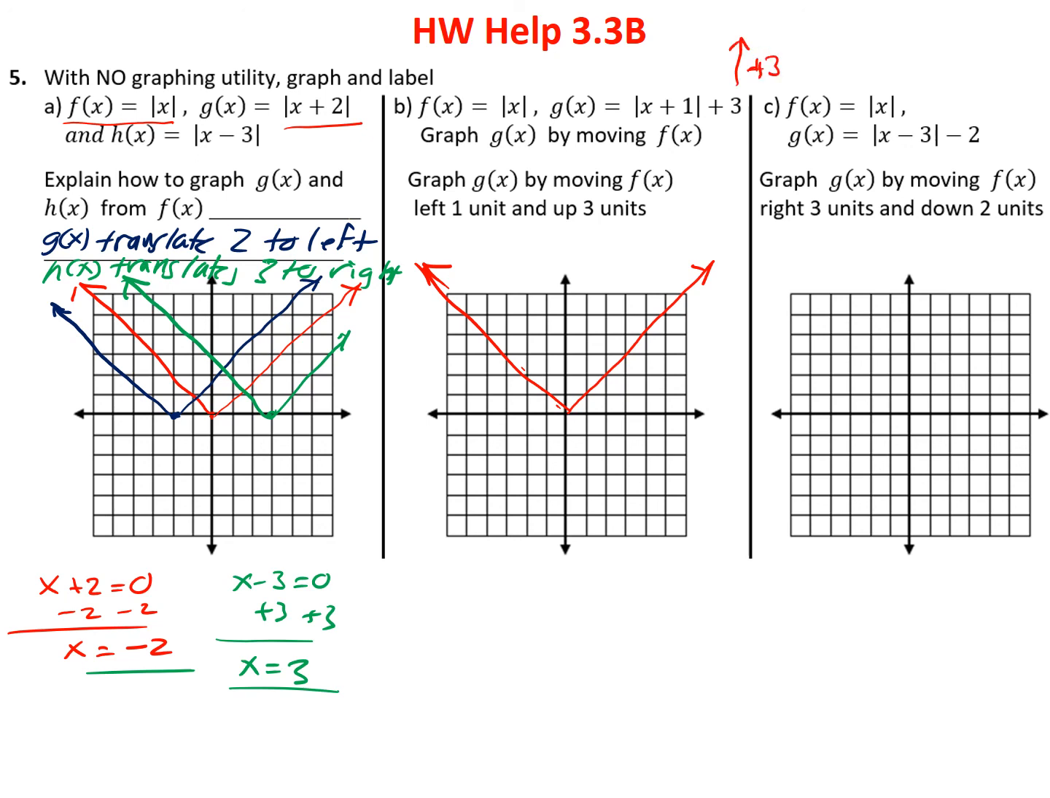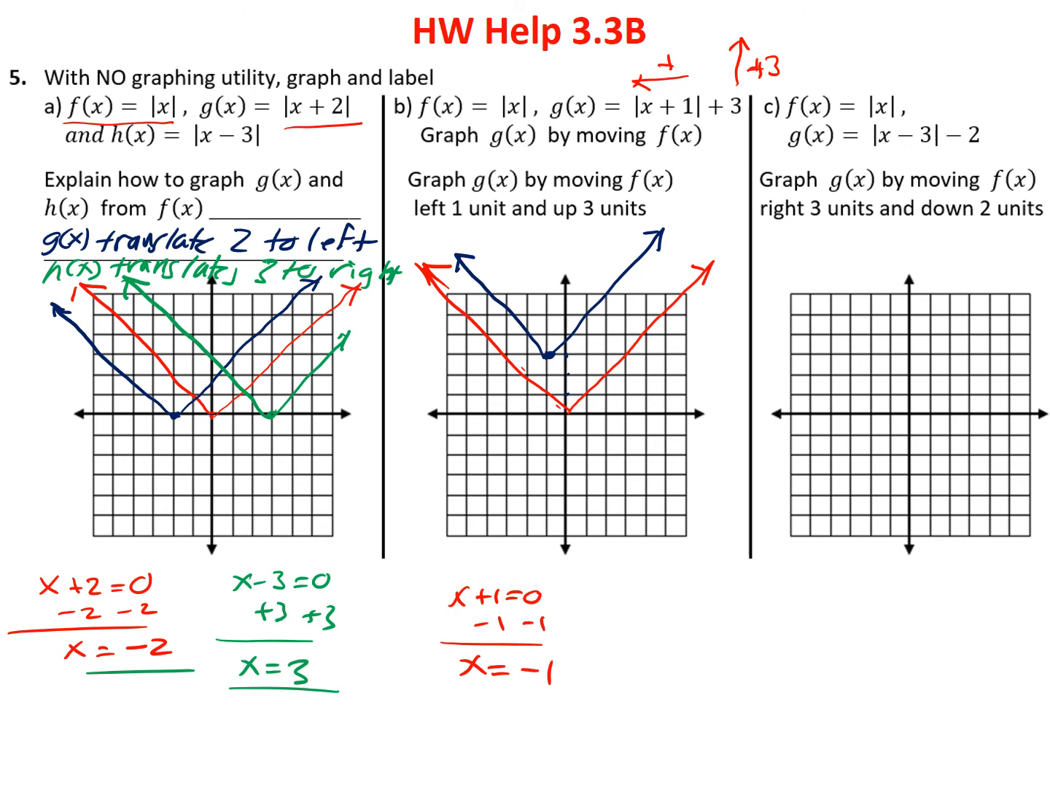Okay? The x plus 1, notice that when does x plus 1 equal 0? When x equals minus 1. So this is going to cause it to go back left 1. Okay? So to plot g of x, I'm going to go up 3, 1, 2, 3, and over 1. That's the vertex of my maximum here. And there's going to be my graph right there.